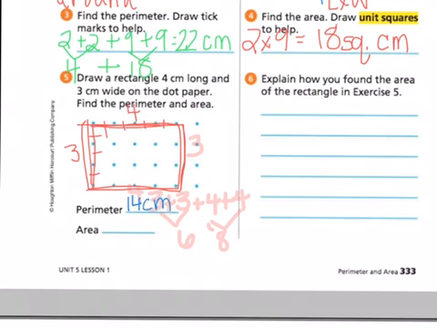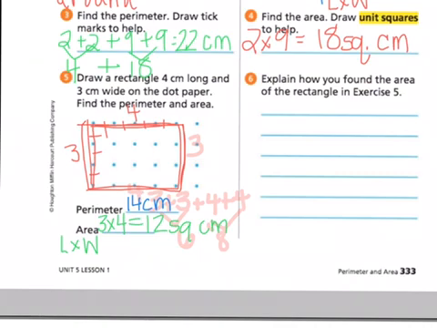Okay, so the perimeter is 14 centimeters. To figure out the area, you probably remember area is length times width. So 3 times 4 equals 12 square centimeters.